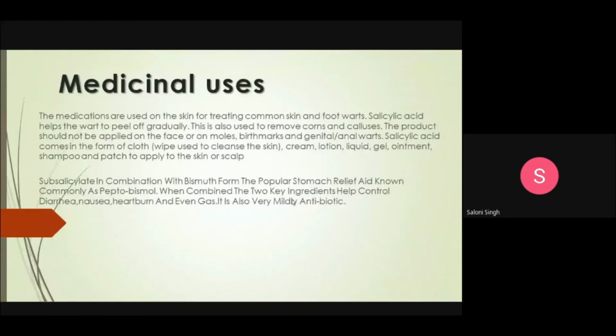It is also used for stomach relief. If we mix this compound with another compound, it will help you deal with many things related to your stomach. It is a very mild antibiotic, so you can use it, but it should be in a proper dosage. If you use it with proper doses, you will get a good effect. If you don't use it properly, as directed, you won't get any benefit from it. It will just affect your body and have many side effects. So, next slide.